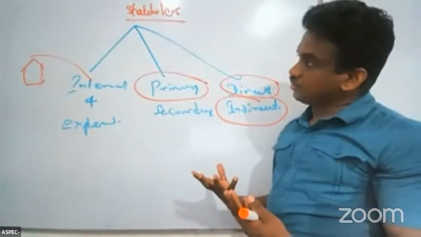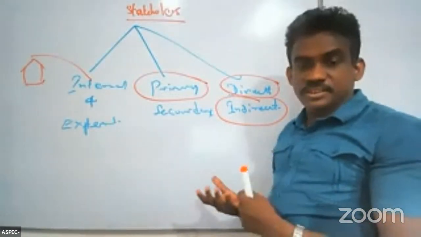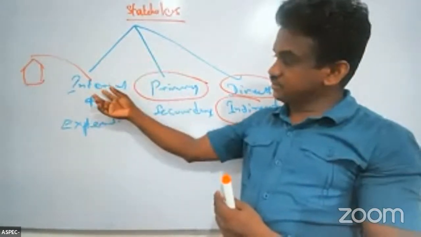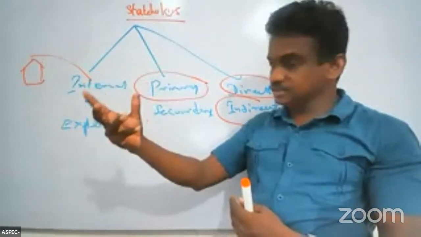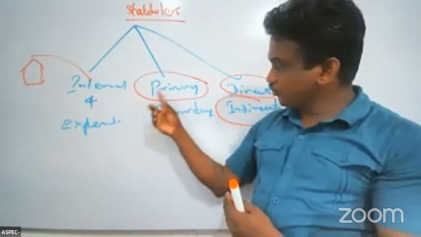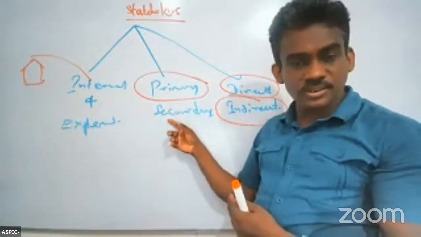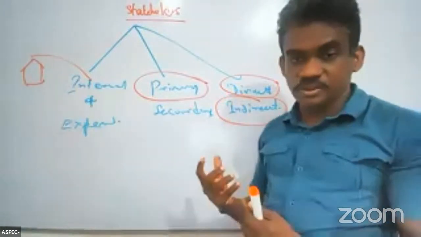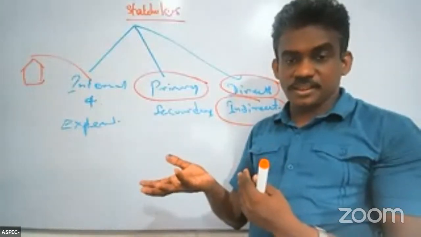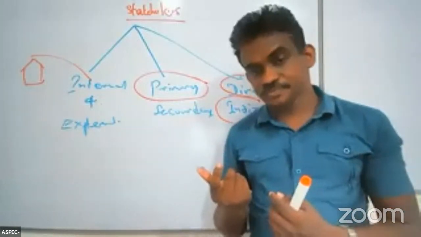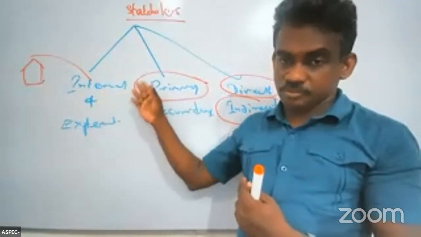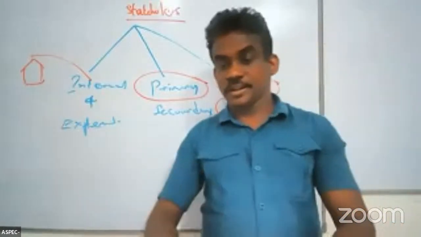If you interact with stakeholders, you have to have this knowledge. You have to consider whether the stakeholder is internal or external, primary or secondary, direct or indirect. Based on the categorization, your response differs. Your strategic plan differs based on these types, right?